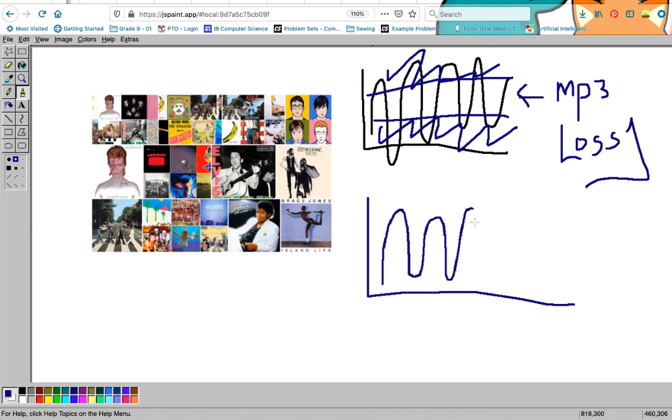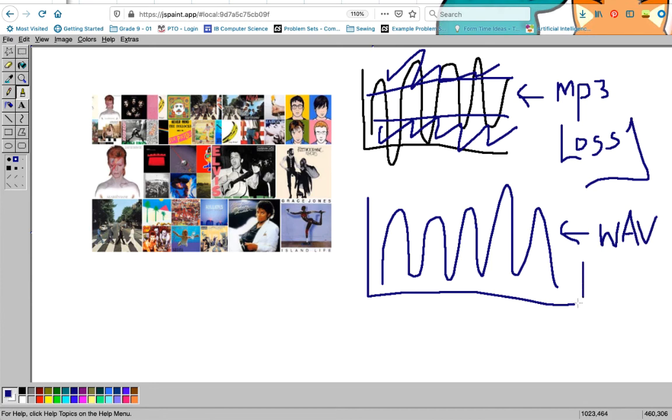We then have WAVs. WAVs are lots of different waves, and a calculation is used in order to squash the data in the WAV. It is a lossless compression. No data is lost when you create a WAV file. You were never asked anything more technical than the difference between a MP3 and a WAV, MP3 being lossy and WAV being lossless compression.